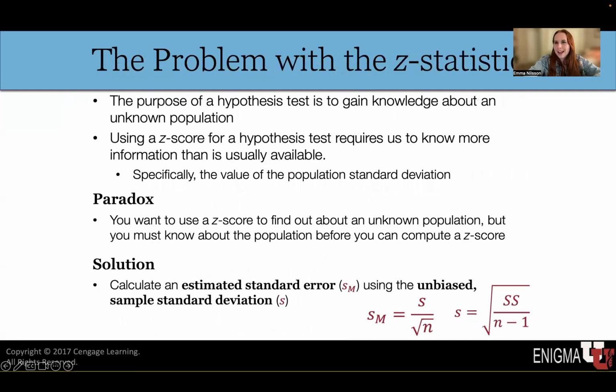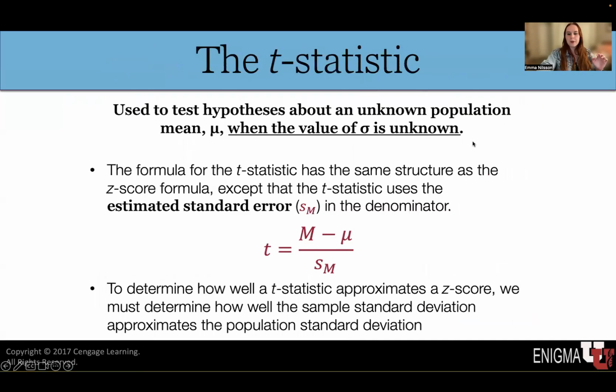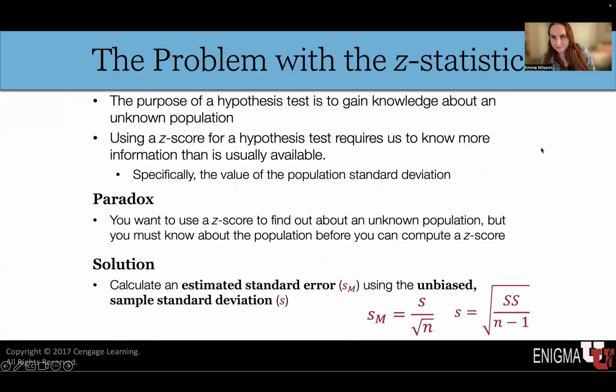However, you might have wondered as we have gone through our lectures, when we are calculating z statistics and putting them in the formula, it requires that we know the standard deviation of the population, not just the sample. And the kind of paradox with that is the whole purpose of a hypothesis test is to gain knowledge about an unknown population. So we take a sample and do some data collection with that so that we don't have to collect data about the total population. And so using a z-score for a hypothesis test usually requires us to know more information than we have available.